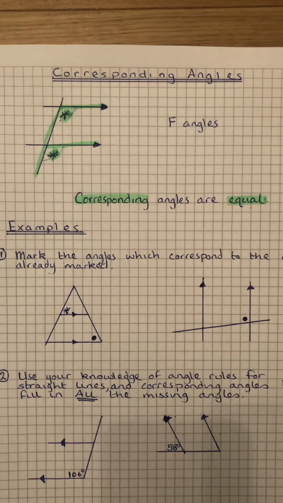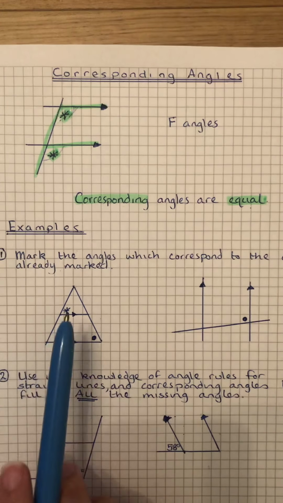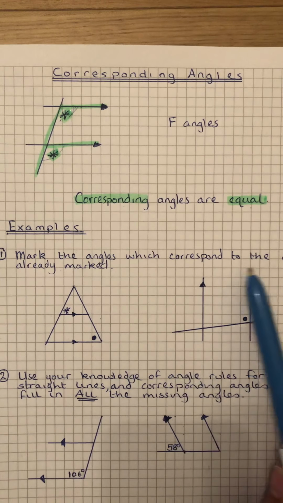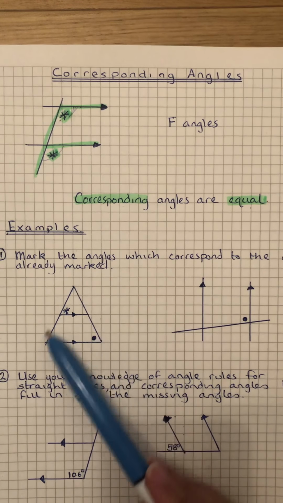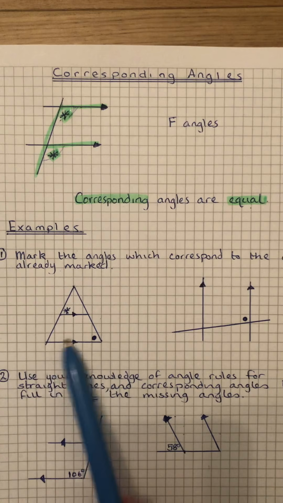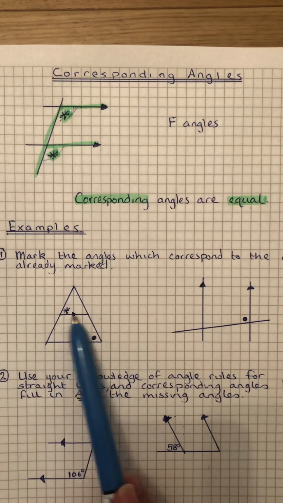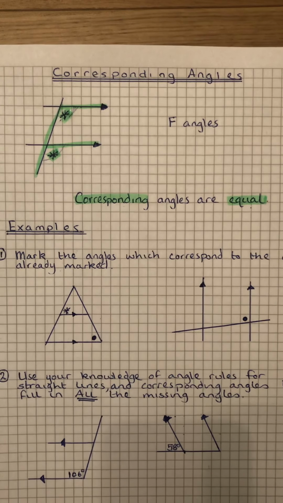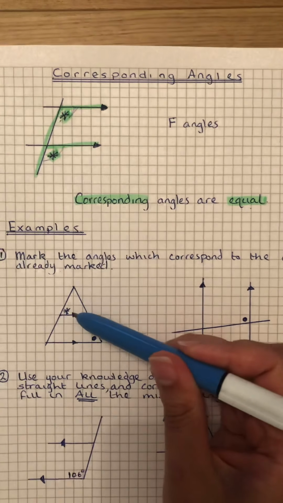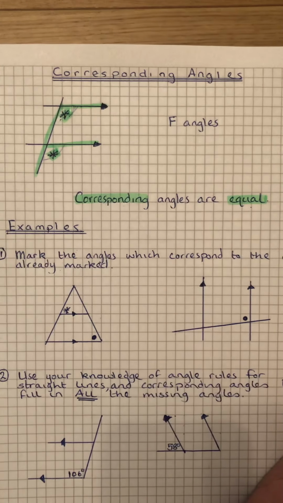So I've got a few different examples based on the questions that you're going to be working through today. So the first example here says mark the angles which correspond to the ones that are already marked. If you look at the first diagram, we've got a triangle, and the bottom line is parallel to this line in the middle, cutting through the centre of the triangle. And there are two different angles that have been marked in that particular diagram. So what we've got to try and do here is find corresponding angles, or F-shaped angles, so that we can mark in the angles that correspond to the little star and the little circle.